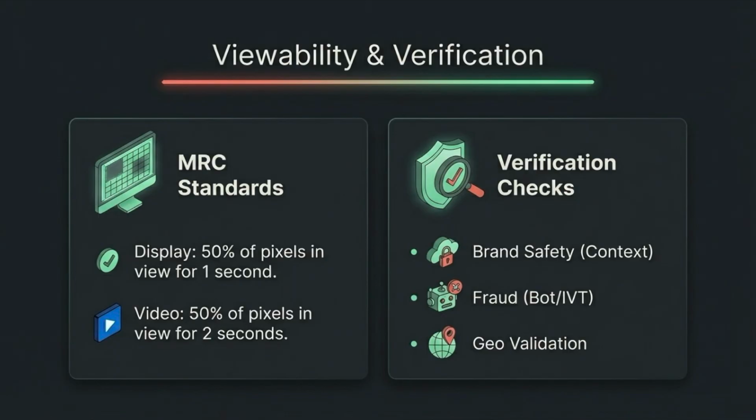So what counts? What's the definition? For a standard display ad, 50% of the ad's pixels have to be in view on the screen for at least one continuous second. Wait, 1 second. Half the ad for 1 second. That's the bar. That is the currency of the internet. For a video ad, it's 2 seconds. That feels incredibly low. It is a low bar.